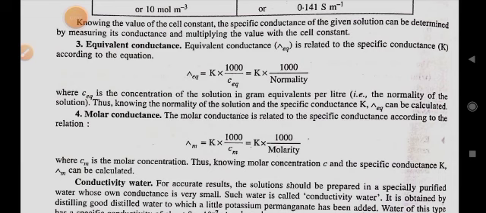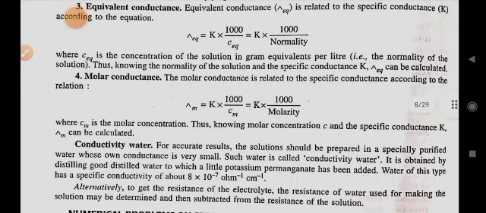Lambda M is equal to kappa into 1000 by C M, which is equal to kappa into 1000 upon molarity, where C M is the molar concentration. Thus, knowing molar concentration C M and the specific conductance kappa, lambda M can be calculated.